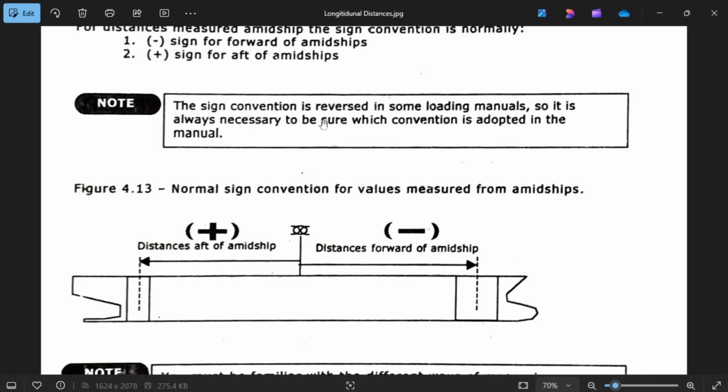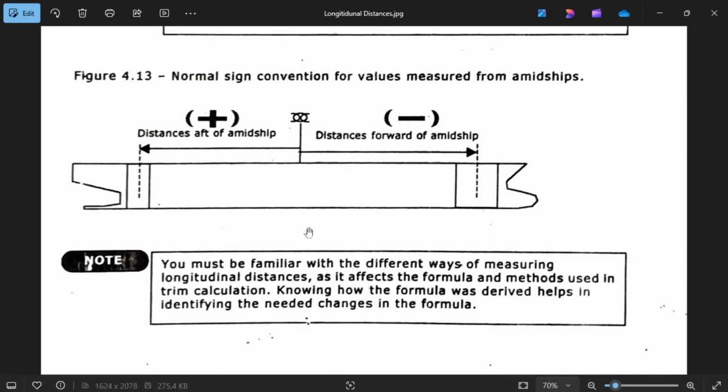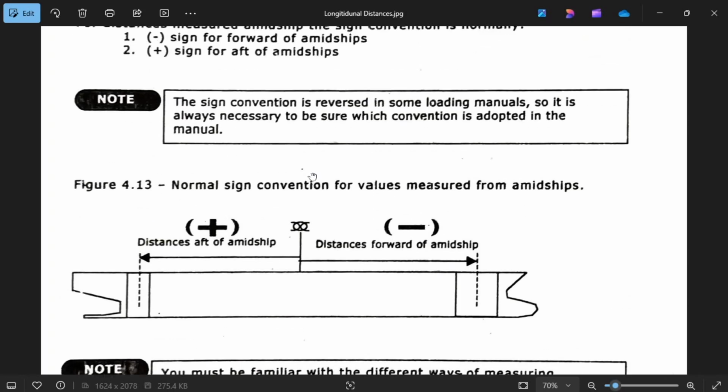The sign convention is reversed in some loading manuals, so it is always necessary to be sure which convention is adopted in your manual. The first thing you should do is consult your loading manual and look for this reference. If you're forward, let's say this is hold number 1, hold number 2, hold number 3, you will find if it is negative or positive.